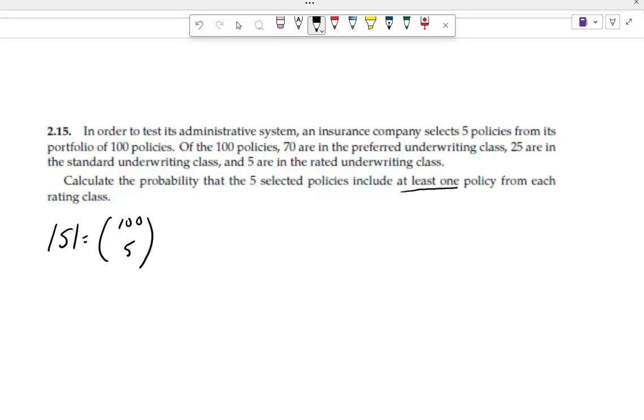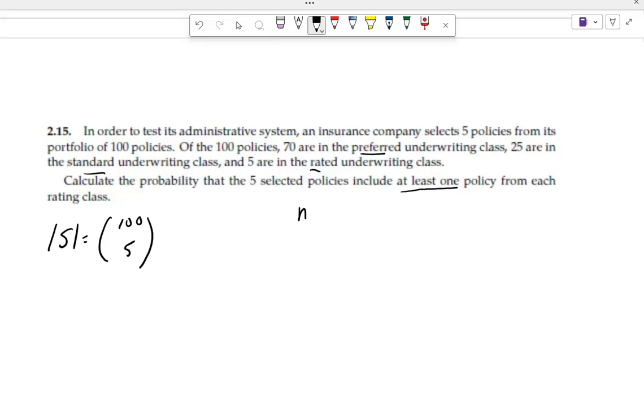In this case, I think it's easier to get at from doing the complement, because the complement of at least one is none, right? So we still have to divide it into cases, but the cases are a little bit easier to get at. We could say there are none from the preferred and only from the other two. We could say that there are none from the standard, or we could say there are none from the rated, right? And just delete out those categories, okay?